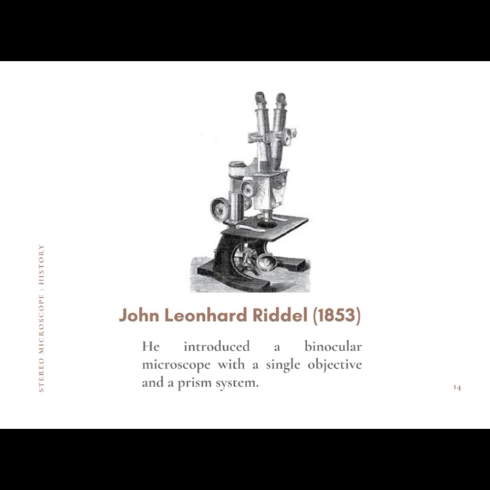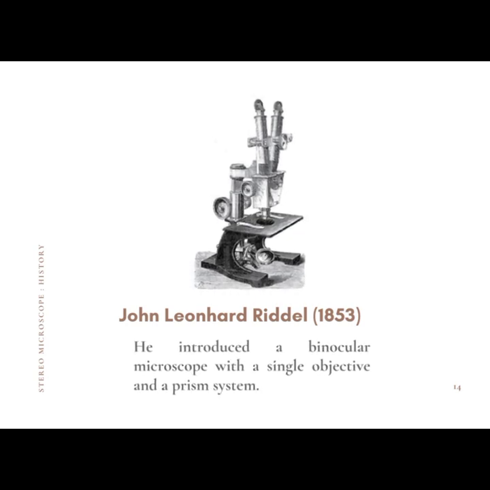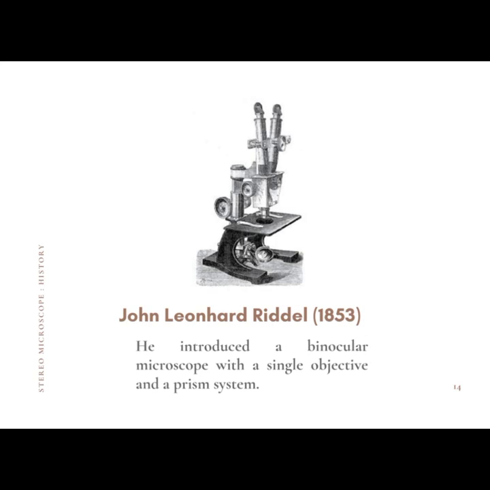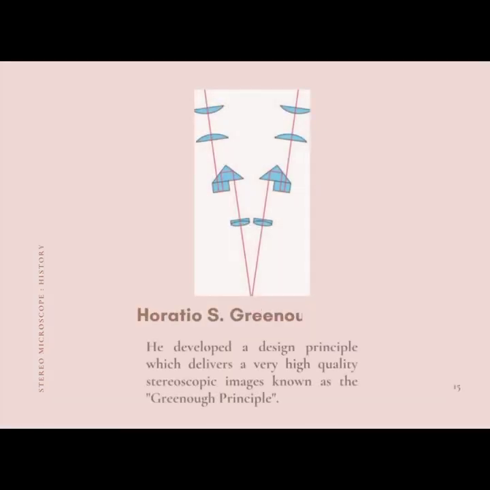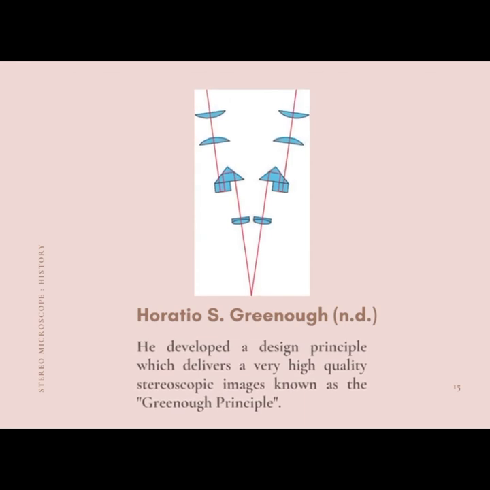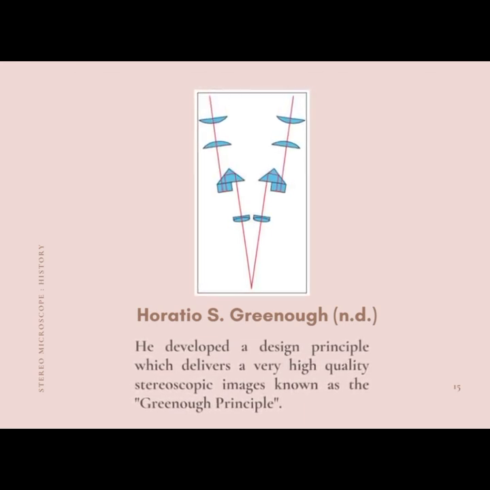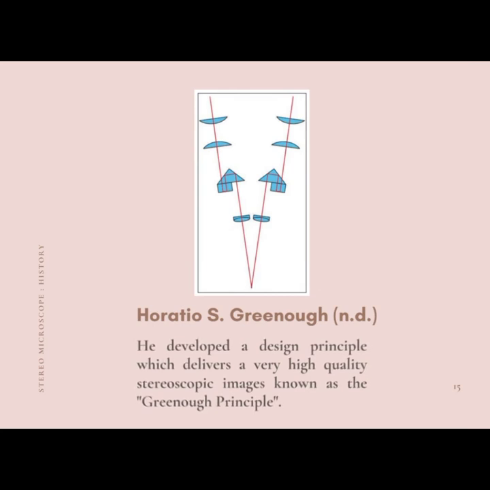Around the same time, John Leonard Riddell, a chemistry professor and postmaster in New Orleans, presented a binocular microscope with a single objective and a prism system, known as the Common Main Objective, or CMO, stereo microscope. In the early 1890s, an American biologist and instrument maker, Horatio S. Greenough, developed a stereo microscope which was an alternative design to the CMO microscope. Much like the design which Father d'Orléans had made, Greenough's microscope used two separate but identical optical paths.